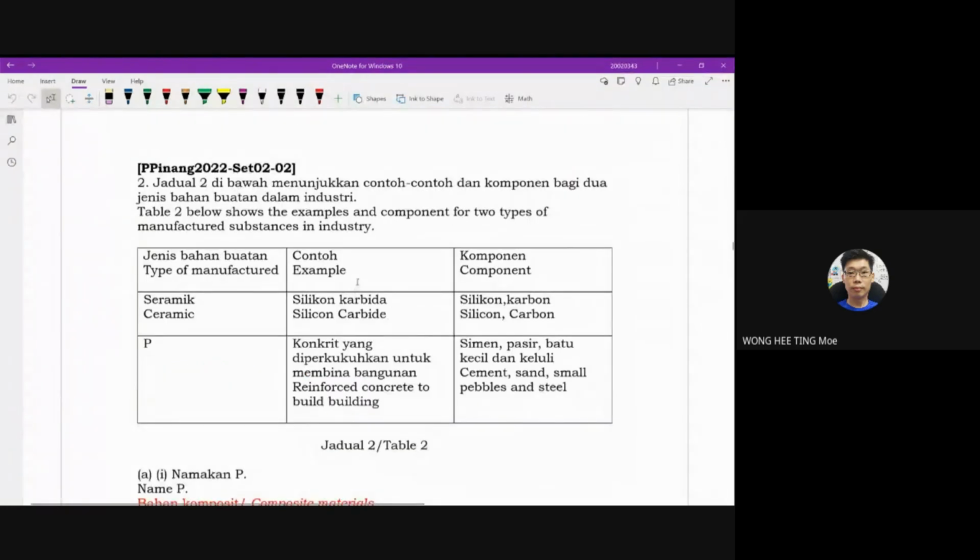The table shows the example and the component for 2 types of manufactured substances in industry. Ceramic: silicon carbide. Then P is the reinforced concrete to build buildings. The components are cement, sand, small pebbles, and steel. Name P. So what is P, class? It's a composite material.